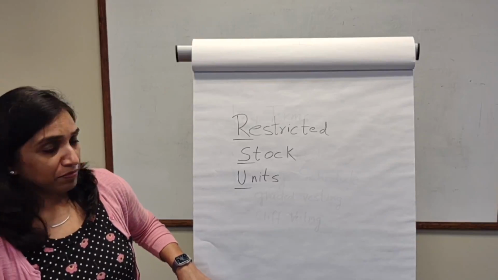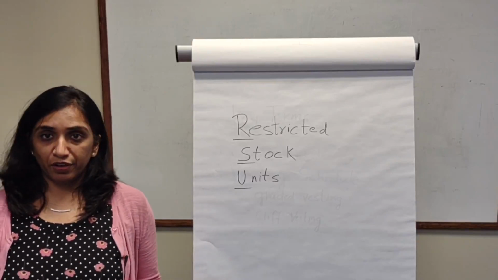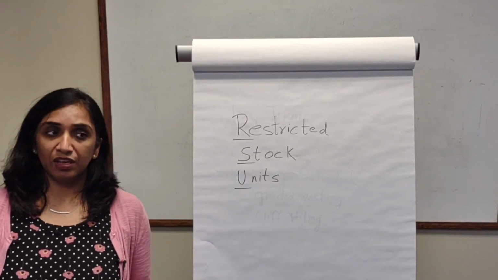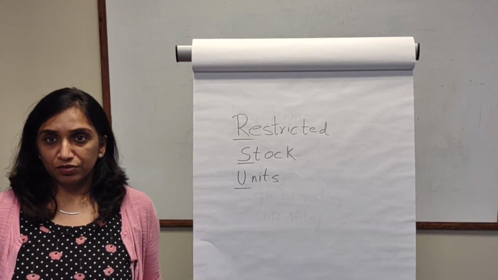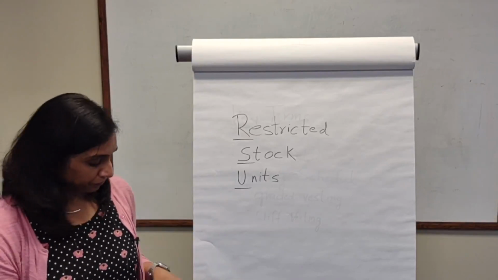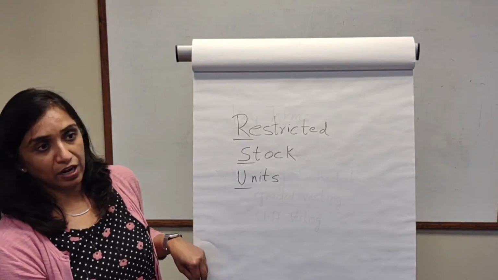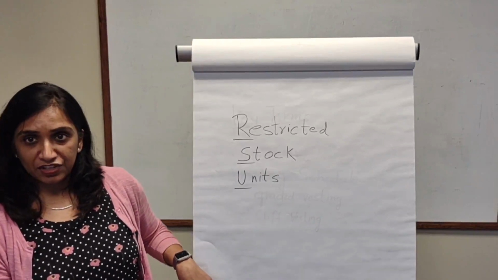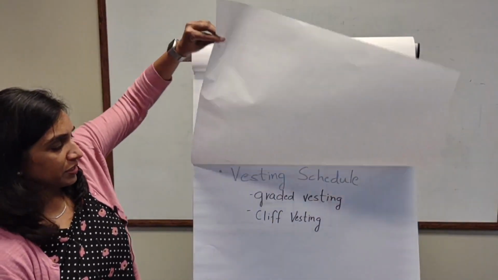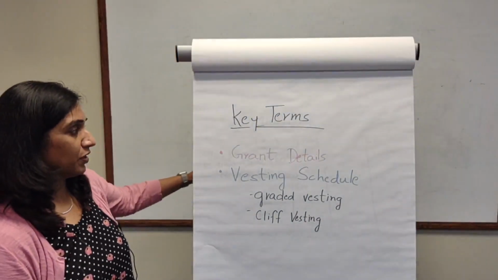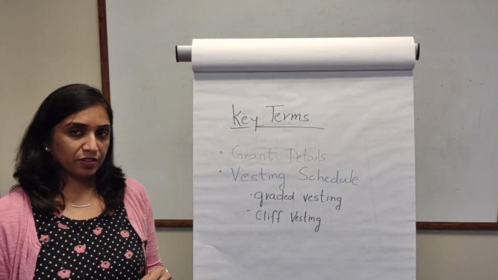So again, restricted stock units is a way of equity compensation that we see. That is the most commonly used form of equity compensation. And today we're going to talk about how it works, how the taxation works, and some of the other details. So let's see, what are the key terms with restricted stock units?